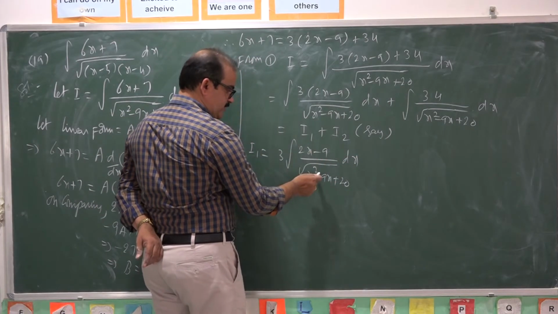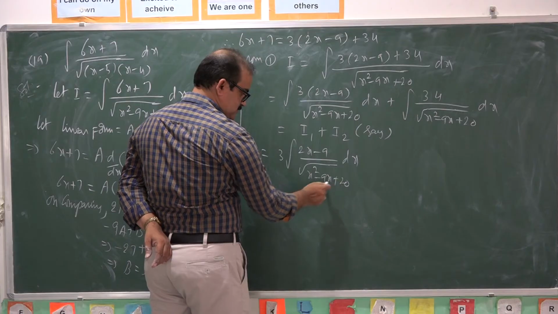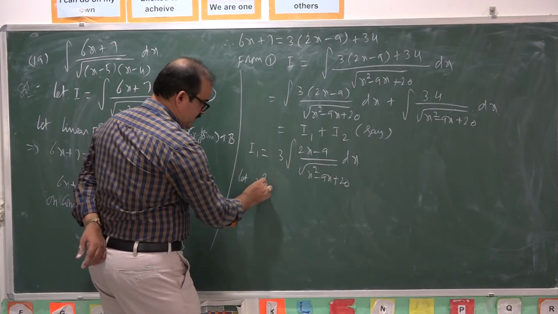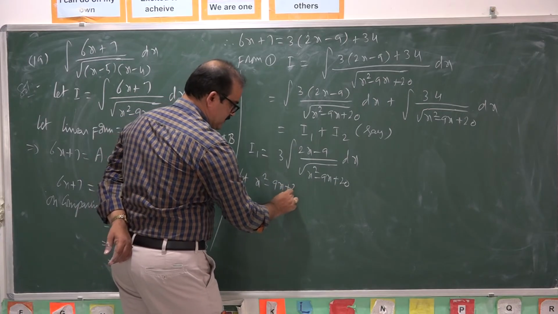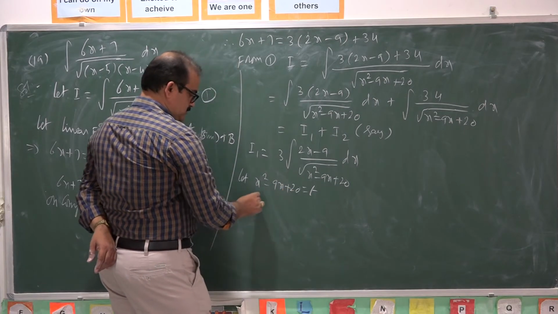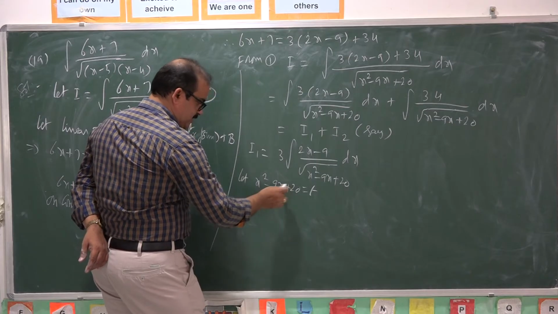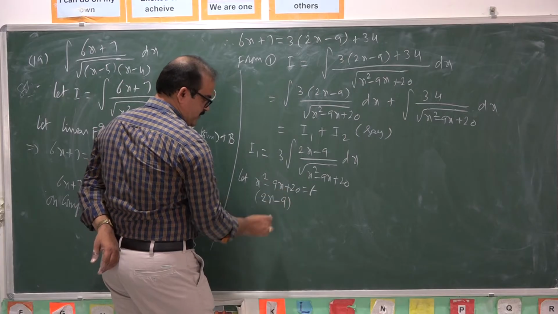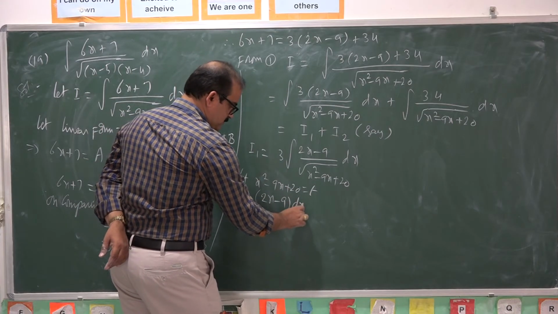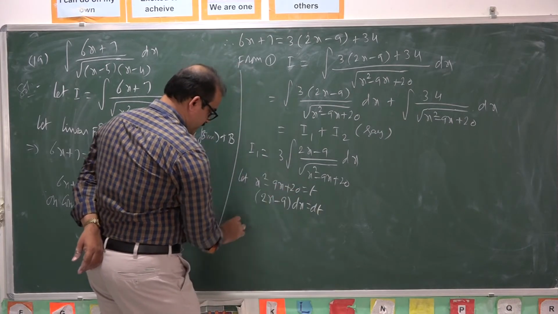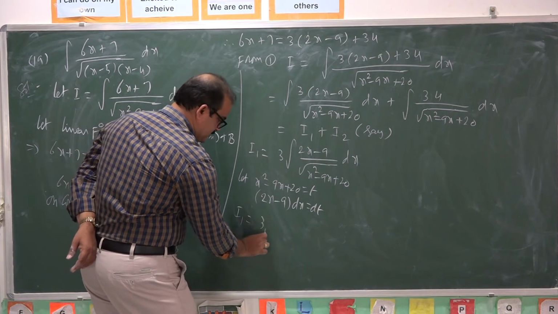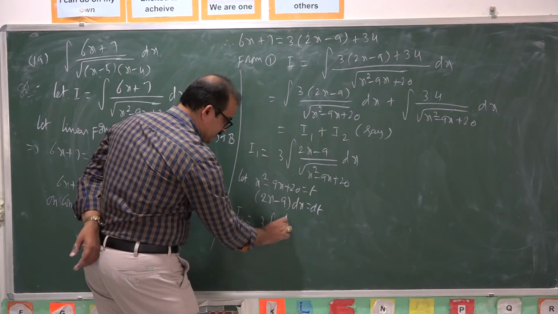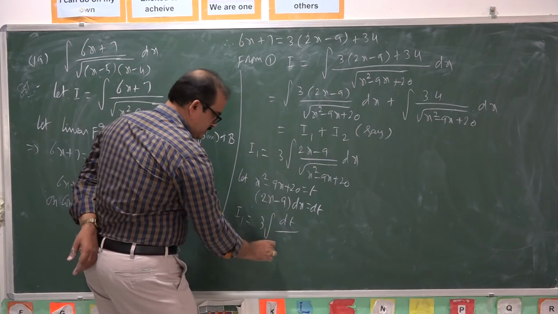Clearly this is the derivative of this. So we take this quadratic form as t. Let x square minus 9x plus 20 is equal to t. Then taking derivative on both sides, derivative of x square is 2x, minus 9 into 1 plus 0, dx is equal to dt. Therefore I1 is equal to 3 into integral of 2x minus 9 into dx, that is dt, by root t.